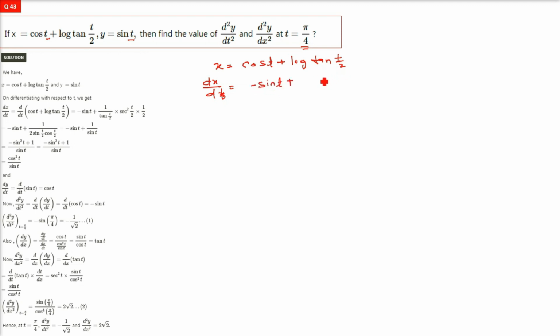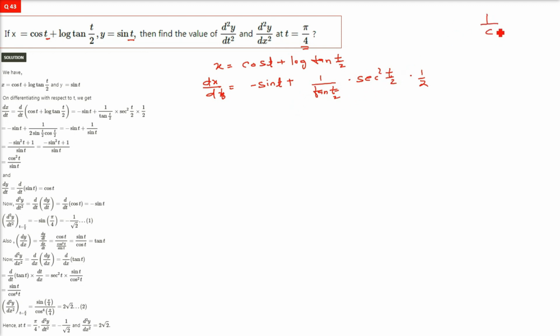Log tan t by 2 is just 1 by that thing, that is tan t by 2. Then differentiation of tan t by 2 will be sec square t by 2. And differentiation of t by 2 also will be done, that will be half. So this sec square t by 2 and tan t by 2 can be simplified. How can it be simplified? Because we have to make it simpler, so that we can divide it by dy by dt for the later part. So tan t by 2 and sec square t by 2.